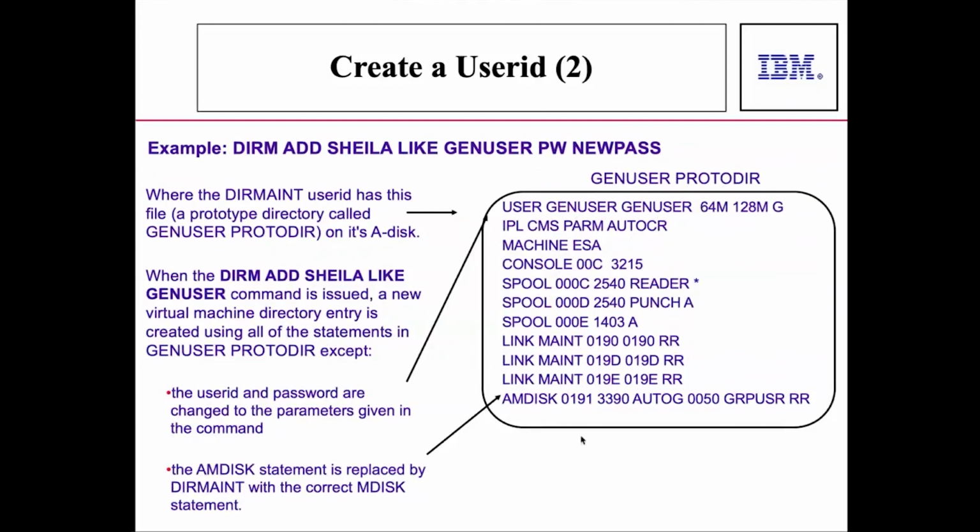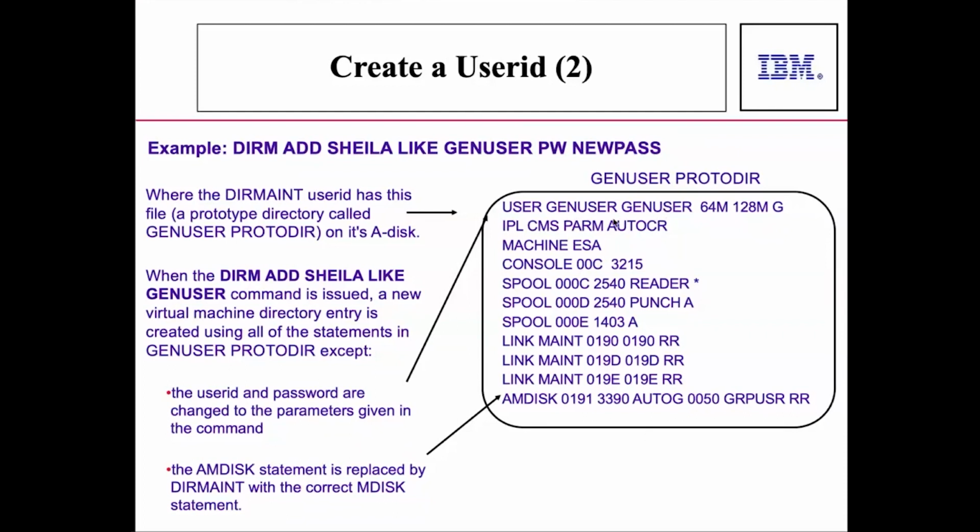And you notice it has an add mini disk statement for a group. So if I dirm add Sheila like gen user, and I also give it a password for Sheila, then basically DirMaint takes this file, replaces gen user here with Sheila, replaces this field with the password I gave it, and of course it adds the mini disk and creates that user ID.